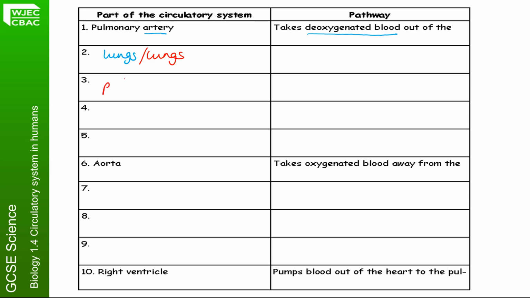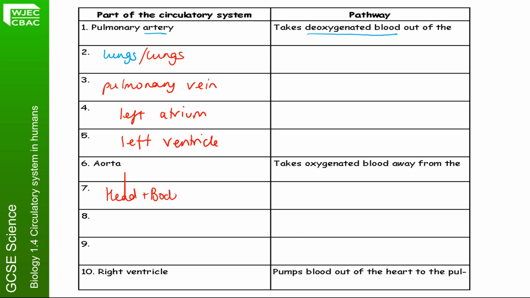From the lungs, it's going to leave the lungs and come into the heart by the pulmonary vein. From the pulmonary vein, it's going to go to the left atrium, the left ventricle, and then it's going to leave the heart through the aorta. The aorta is going to take this oxygenated blood to the head and body. And this is where it's going to drop off the oxygen. So we're going to switch back to our blue as well.